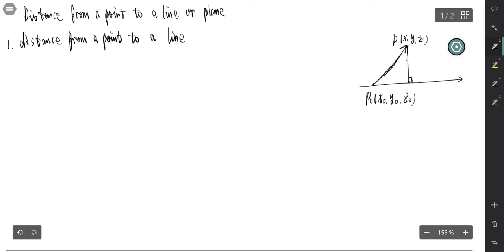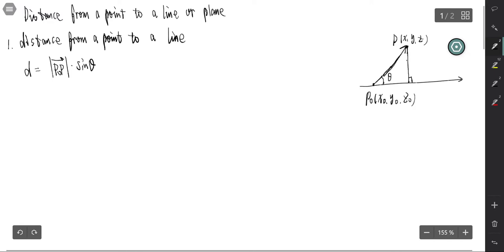And use the Pythagorean theorem, or use the trigonometric ratios. We call this theta, the angle between the vector and the line. From here, we find that the distance is just the length of P naught P times sine theta. The distance is the opposite side of the angle.